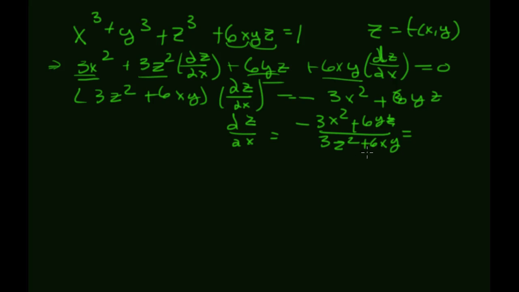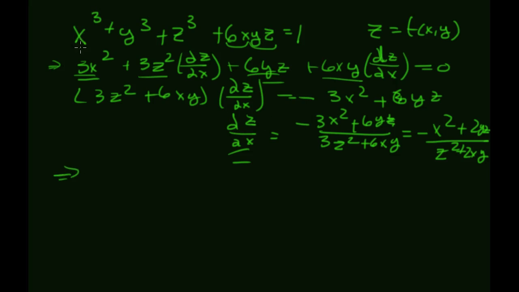Alright, so if I pull the negative sign out from the top and divide everything through by 3, I should get negative x squared plus 2yz over z squared plus 2xy. Okay, so that's the partial with respect to x. Now we're going to start the game over, and we're going to take the partial with respect to y.